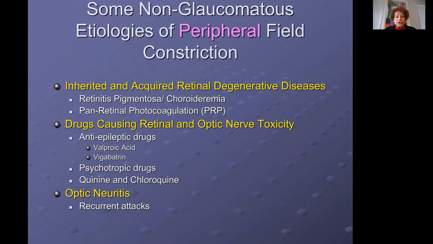But what you may not know is you may have a glaucoma patient on valproic acid or vigabatrin. These are anti-epileptic drugs that can cause peripheral field constriction. In addition, psychotropic drug use, quinine and chloroquine have also been associated with peripheral field constriction. So make sure you know what drugs your glaucoma patients are on. Also, if you have a glaucoma patient who you think is worsening that also has recurrent attacks of optic neuritis, you need to know that those recurrent attacks can also cause peripheral field constriction.